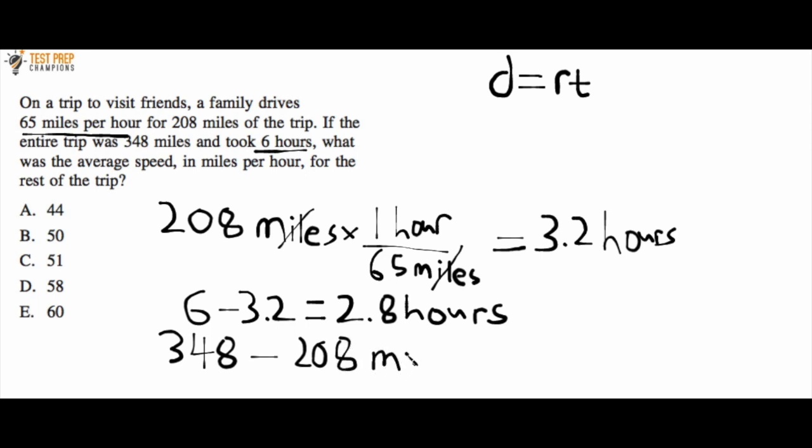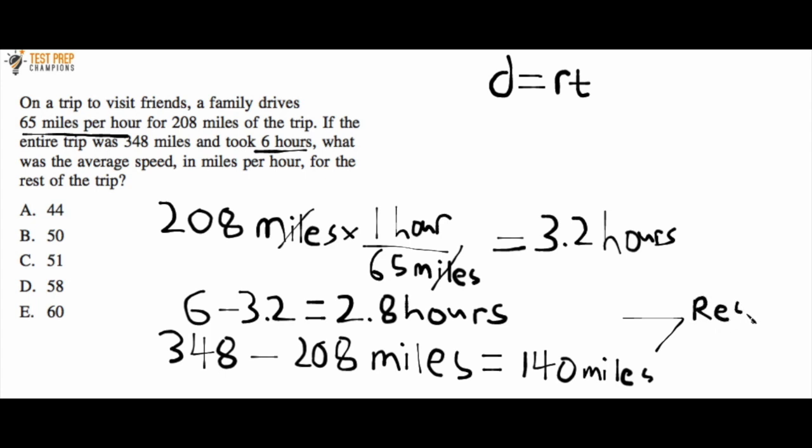I know this is a little bit confusing, but basically what I'm doing is figuring out the second part of the trip. What I've just done is figured out that they drove a total of 140 miles during the second part of the trip, and the time was 2.8 hours. So I now have the 2 crucial pieces that I need for the rest of the trip. I can plug these into the distance formula, and that will give me the final answer here.